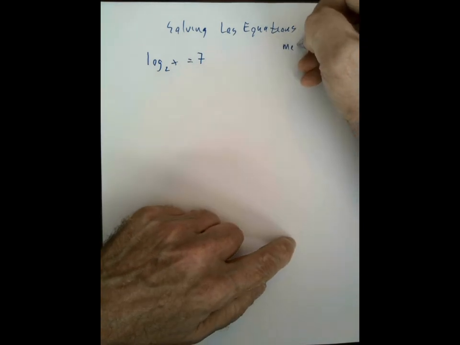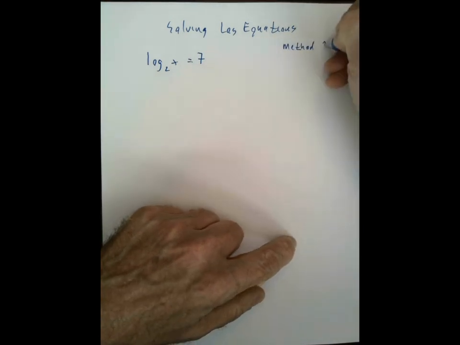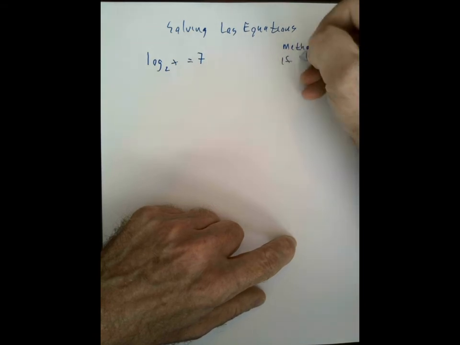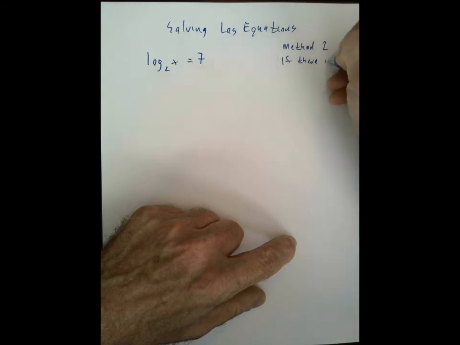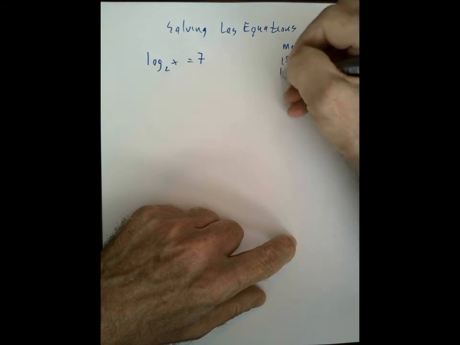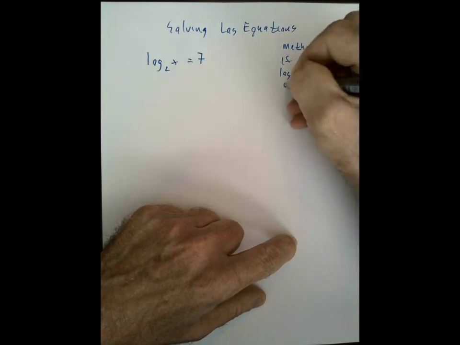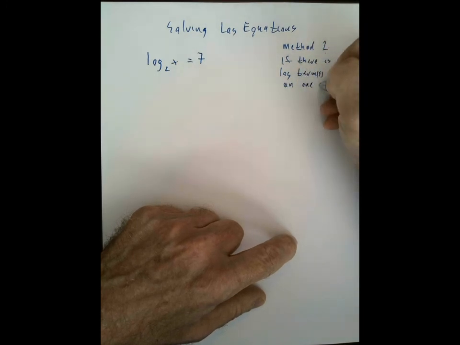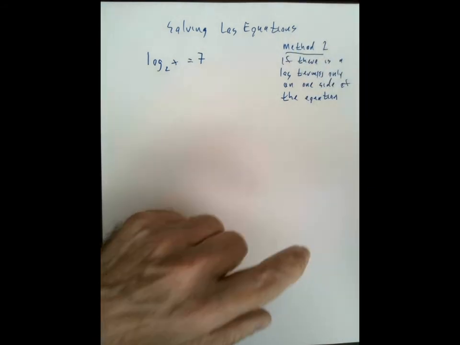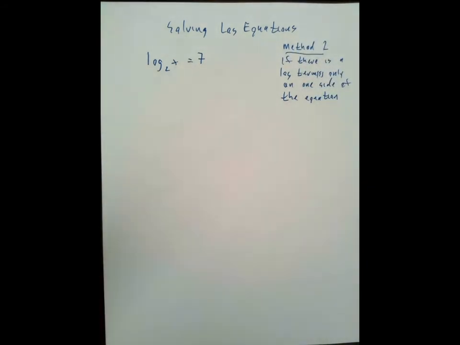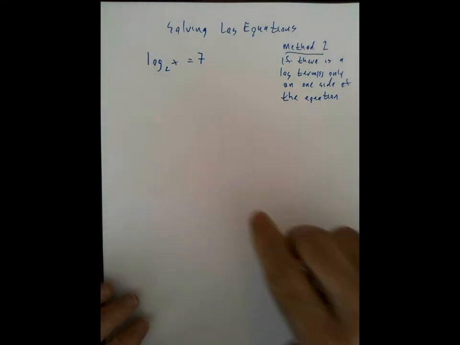Okay, method one, you're going to use if there is a log term or terms only on one side of the equation. So this is method one. If there's a log term or terms maybe on one side of the equation. So that's what we're seeing here.